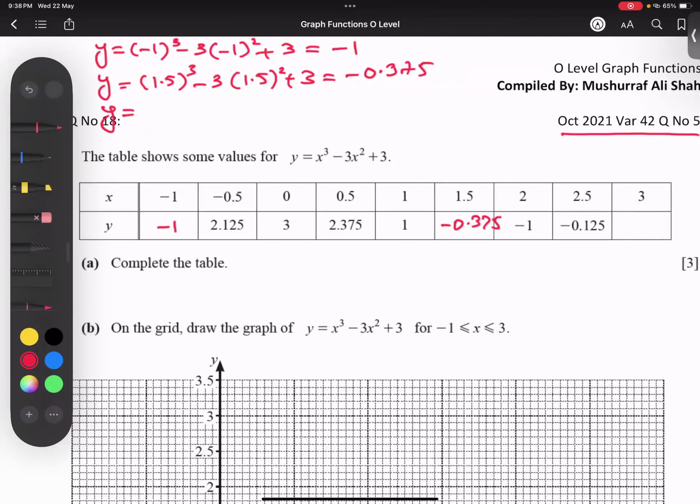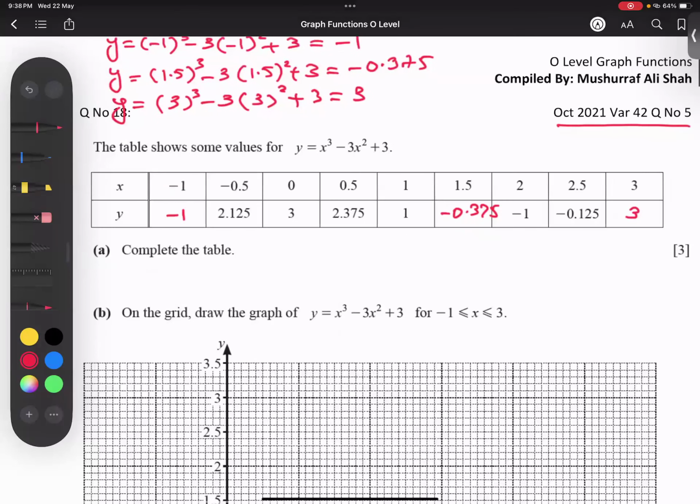So y equals 3 to the power 3 and so on. Whether you show this working to the examiner or not, no problem at all. So okay, 1 minute please. This is becoming 3.